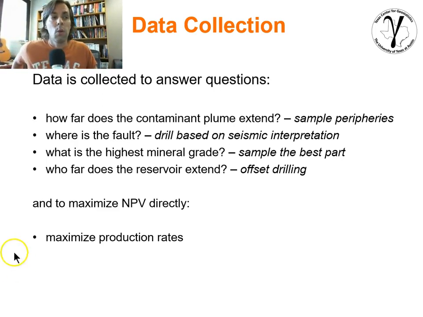Specifically, we want to know how far the contaminant plume extends. We're going to sample the peripheries of the plume, try to sample the margins and figure out where it's gone, where it's not gone. Where is the fault? We're going to drill based on a seismic interpretation, where we think the fault is. Can we detect the fault? We're going to try to answer that question, because that's important.